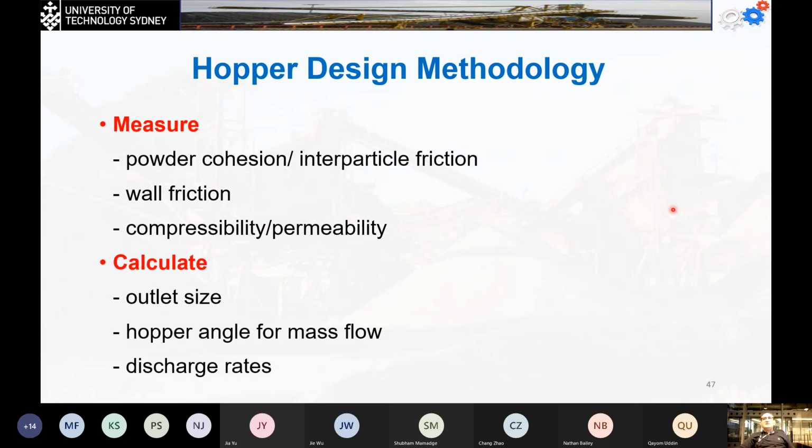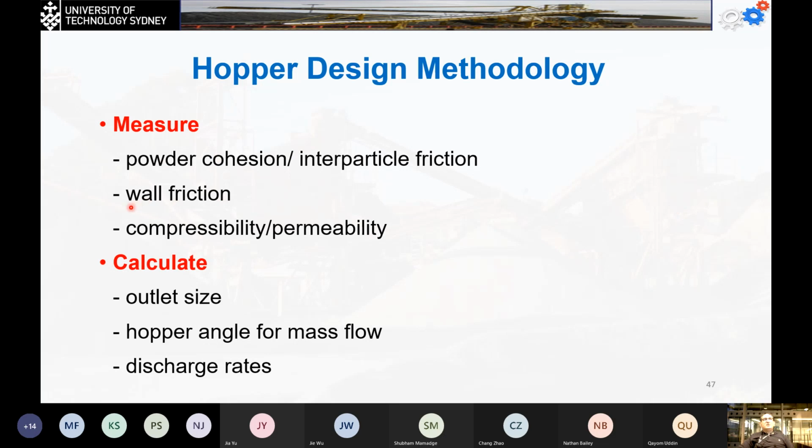Okay, so we said to design the hopper and the bin, we need to do the following steps. We need to do the measurement. We never use the tabulated data for the materials because we said that the interparticle friction, which is caused by the cohesion of the materials, is going to be different from one place to another, from one condition to another, from one material to another, and of course from one time to another. So we need to do the measurement for that.